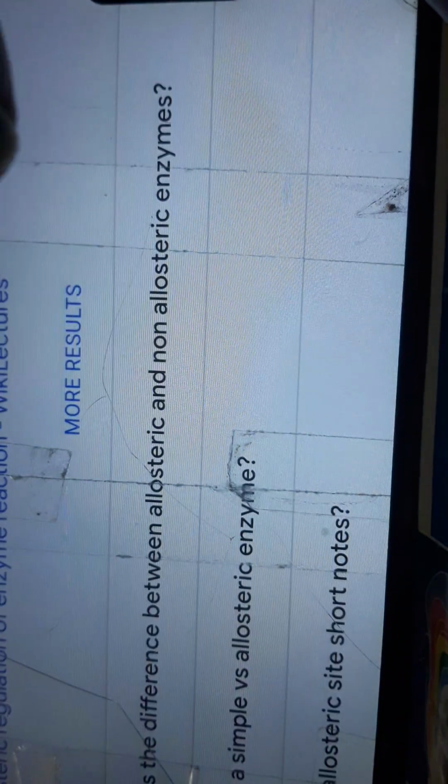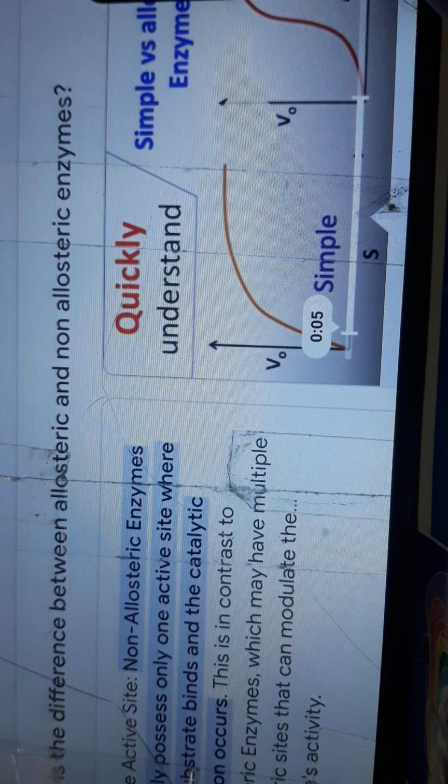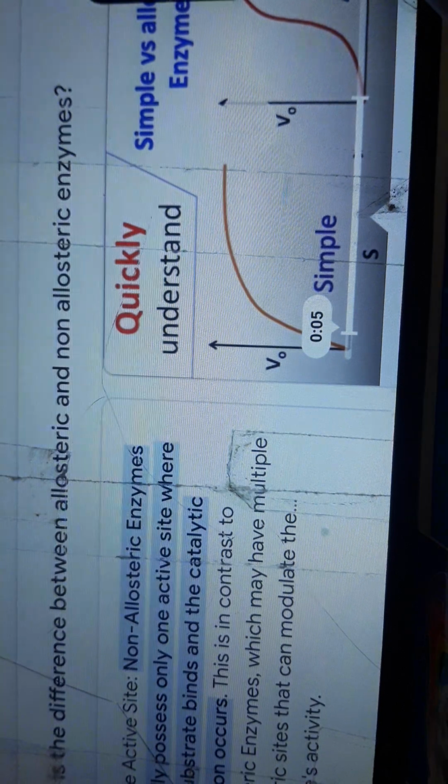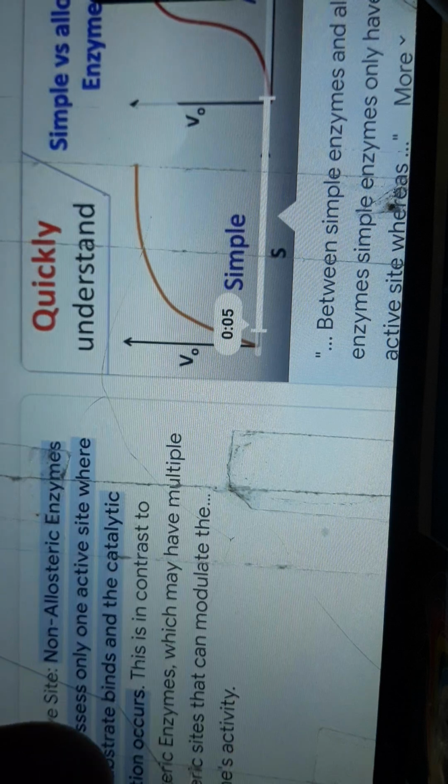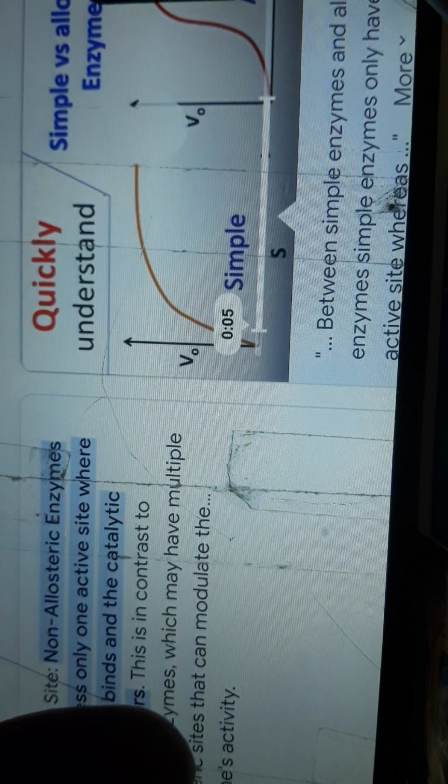What is the difference between allosteric and non-allosteric enzymes? Single active site. Non-allosteric enzymes usually possess one active site where the substrate binds and the catalytic reaction occurs. This is in contrast to allosteric enzymes, which may have multiple allosteric sites that can modulate the enzyme activity.